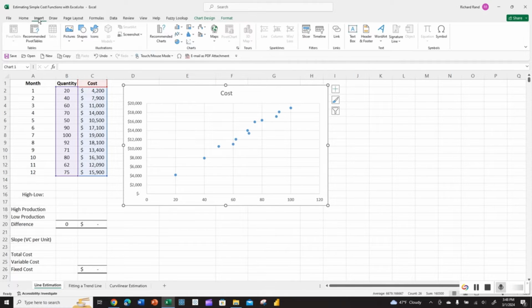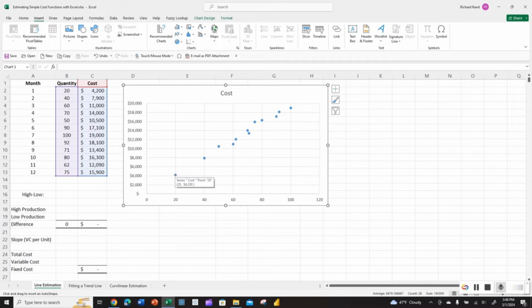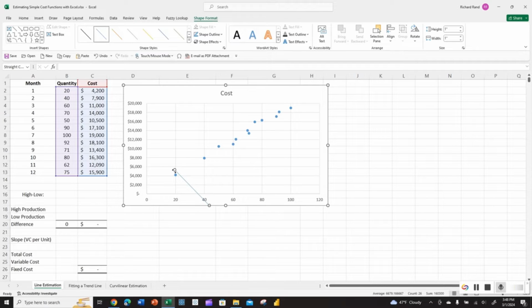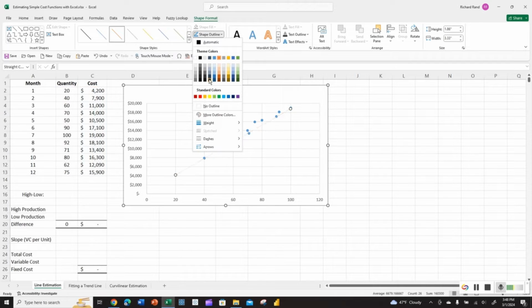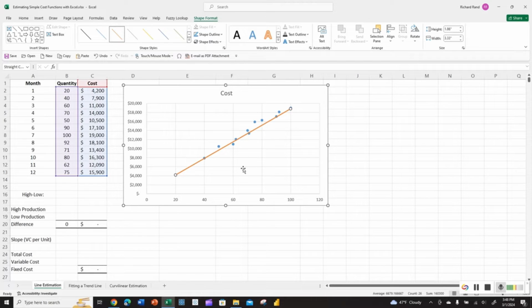Now I can demonstrate that line by inserting a line here. I'm going to anchor it on the 20 unit production level, pull that down, anchor it right there, and I'll take the other end of this line and anchor it up here at the highest production level. And that is a line that goes through the highest and the lowest point. There's no guarantee that that's the best line through this data. There's no indication of whether or not that line is good, or even if it captures all the information you need it to capture.